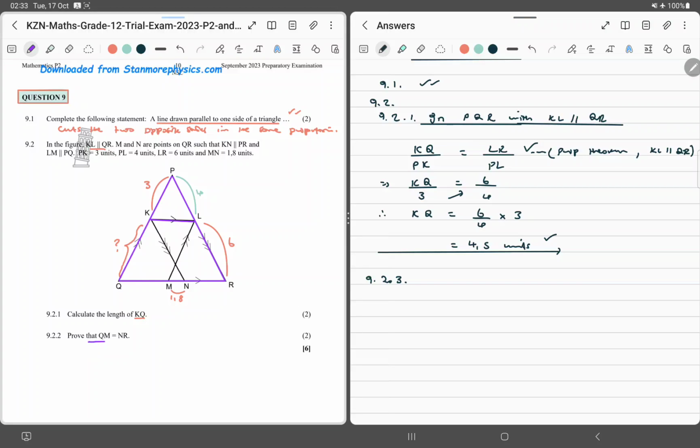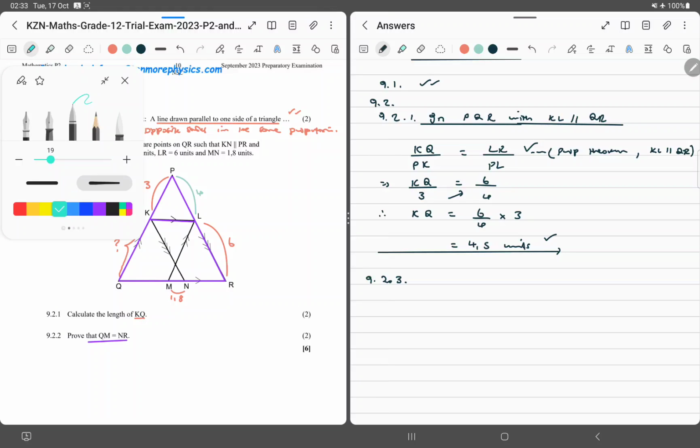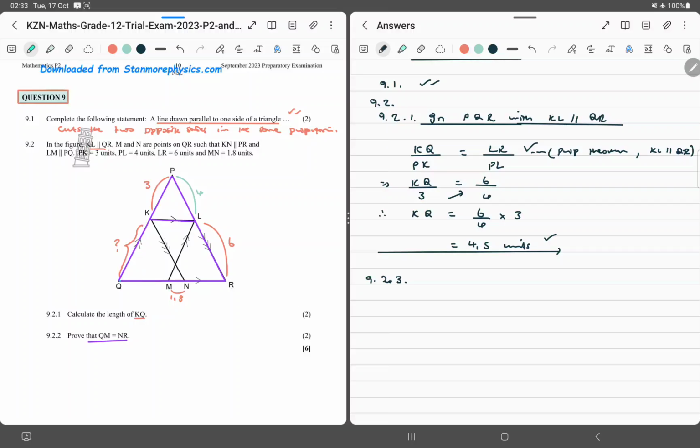Now it says prove that QM is equal to NR. Okay, so we are looking to see that this dude is equal to that dude. Okay, how are we going to do this now?